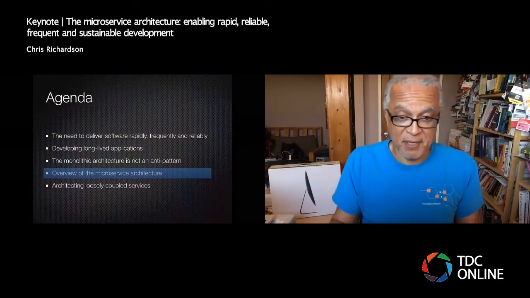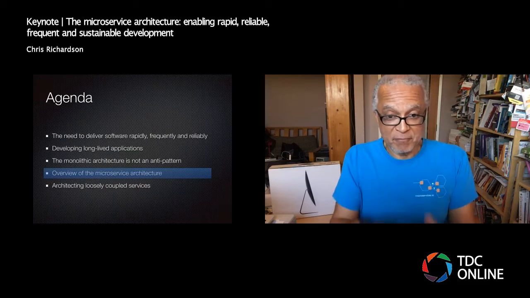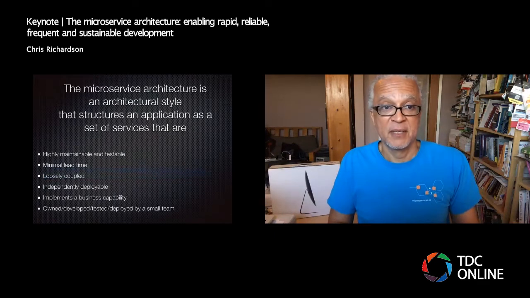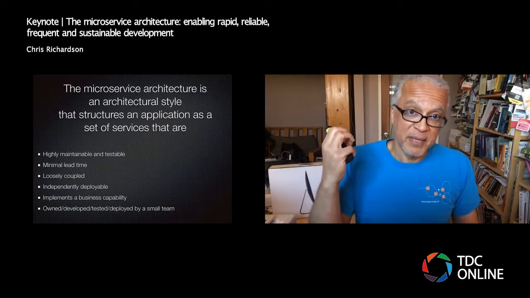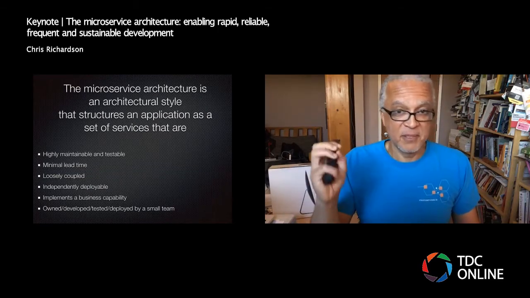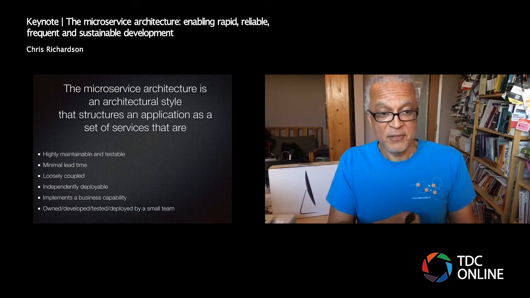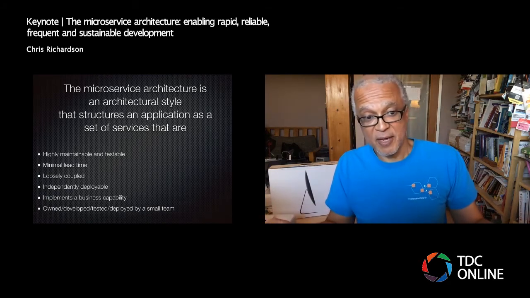Okay, so what's the alternative? Well, obviously, I'm here to talk about the microservice architecture. So let's look at how that fits with our architectural requirements. So first off, what is the microservice architecture? Well, it's an architectural style that structures an application as a set of services. So the services are highly maintainable and testable, since that's a key requirement.